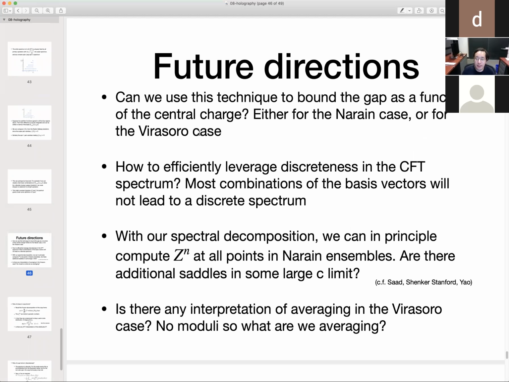One thing that would maybe be interesting is to try to leverage discreteness in the CFT spectrum, because most combinations of these basis vectors will not lead to a discrete spectrum. So there's something very, very special about the combination of the basis vectors that leads to discreteness and positive degeneracies. It would be interesting to use this spectral decomposition to compute powers of the Narain ensemble. Some very toy version of SYK was considered recently by these authors, and they found some interesting additional saddles which resolve some factorization puzzles. And it would be interesting if there's an analog of that for the Narain case.